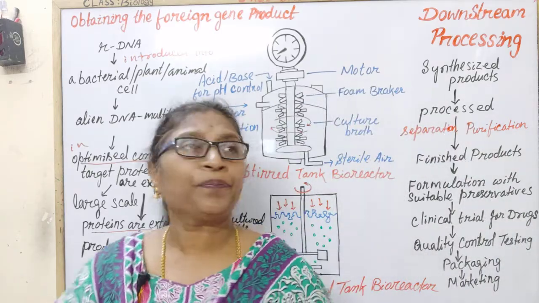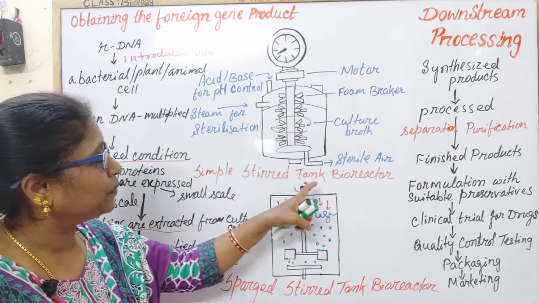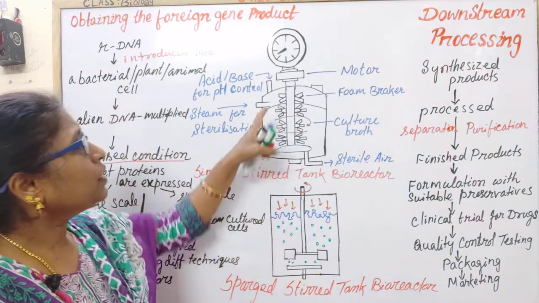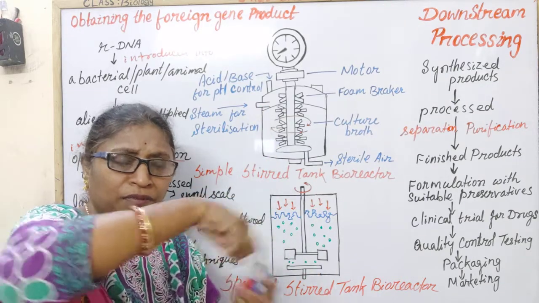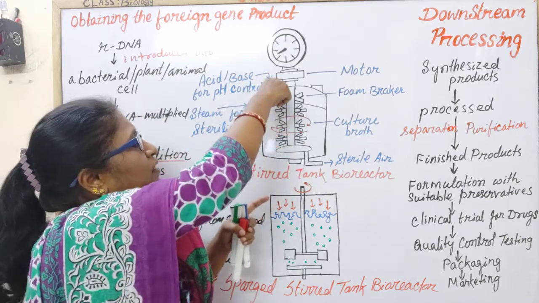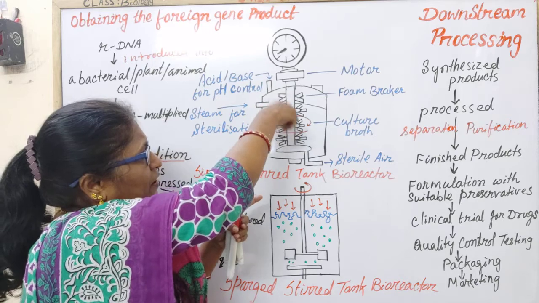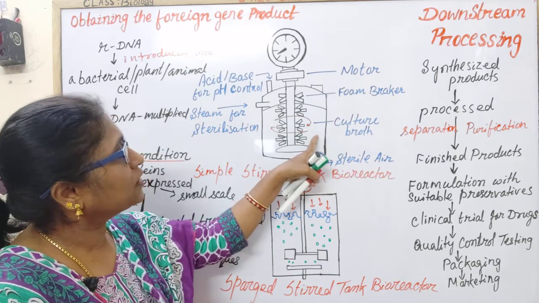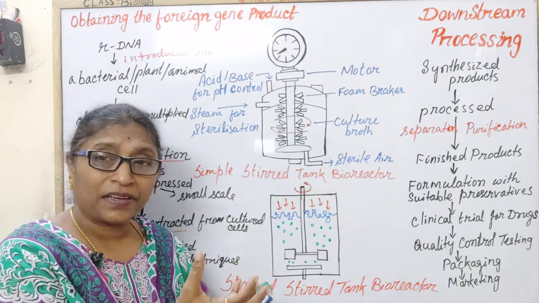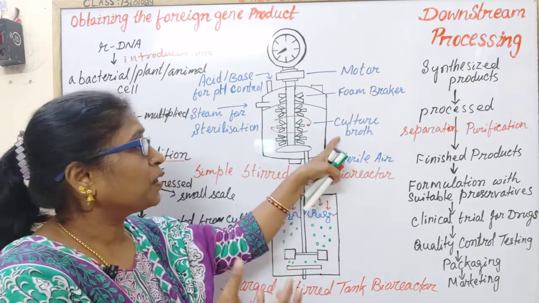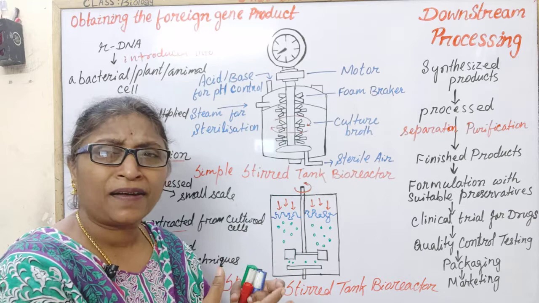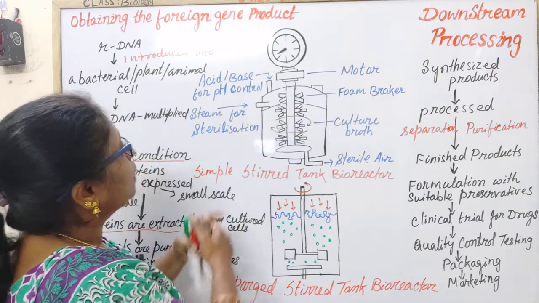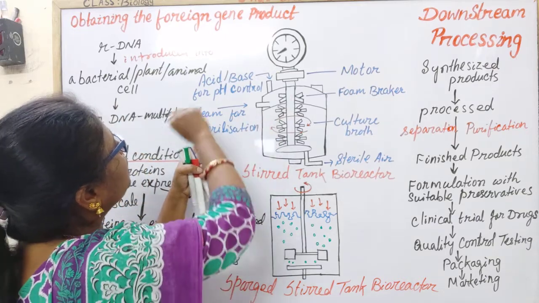See the bioreactors here. This is the simple stirred tank bioreactor, or spark stirred tank bioreactor. Here, stirring means rotating. The motor is here, and blades are attached to the central rod. The culture broth is here, meaning the cells are cultured in the medium. The culture broth, along with the medium and the cultured cells or microorganisms, is present over here.